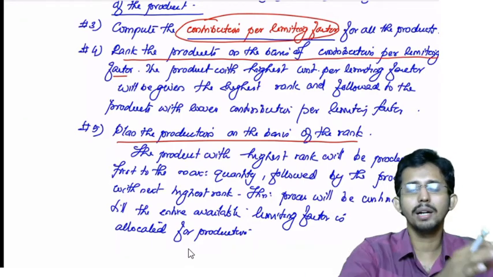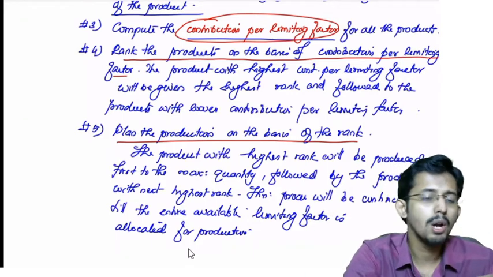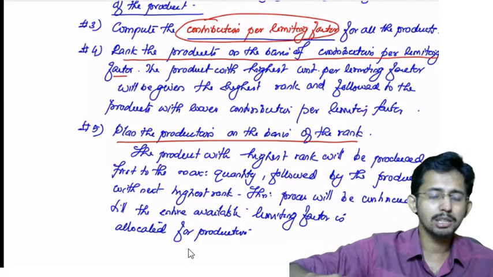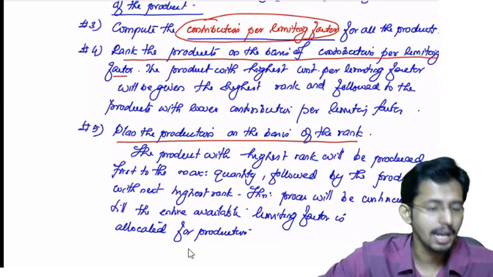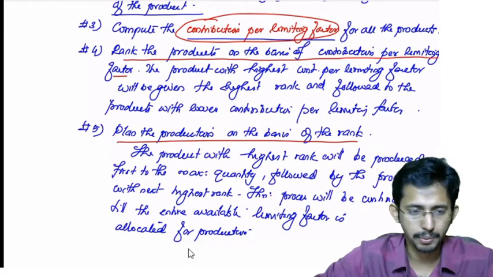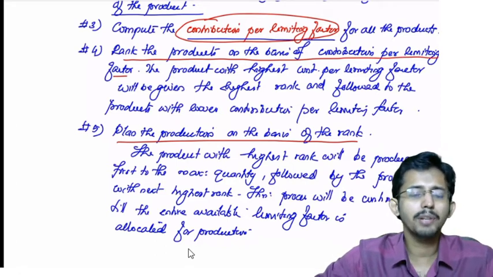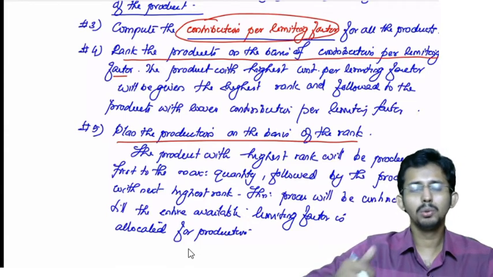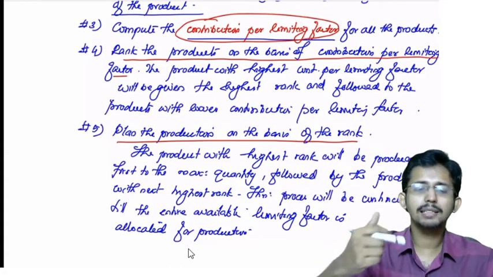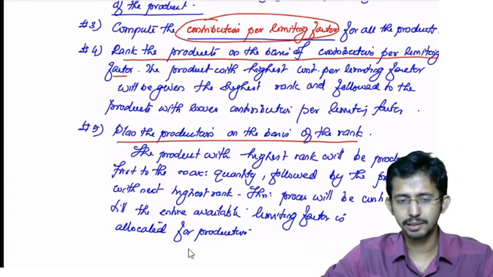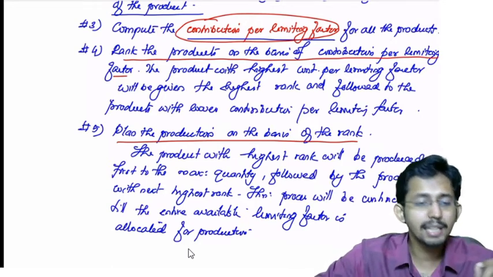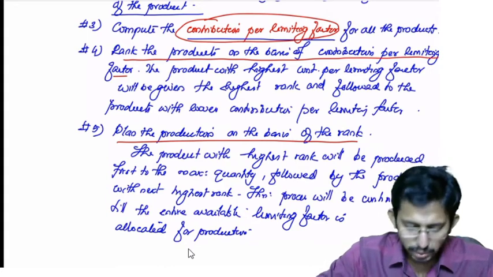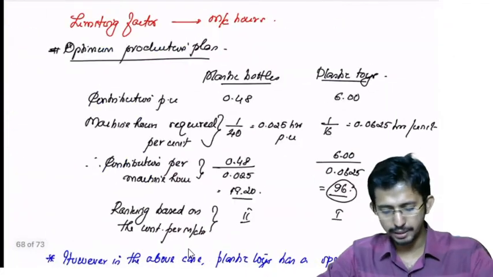Once that particular product has been produced to the maximum, what do you have to do? If you still have some surplus limiting factor available, then you go to the next highest ranked product, that is the second ranked product, and produce that also to the maximum possible extent. Then if even after producing the second rank product you have some surplus limiting factor available, what you have to do? You go to the third rank product. Then like that, after completing third rank, you go to the fourth rank. Like that you will continue till what time? Till your entire limiting factor is fully exhausted. Is it clear? So that is how you find out the optimum product mix.